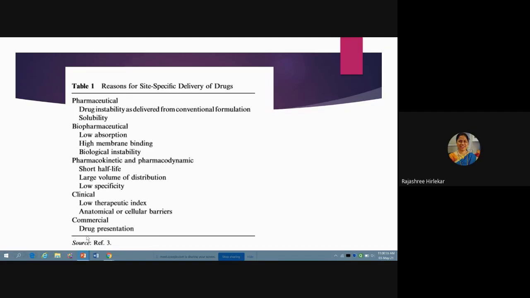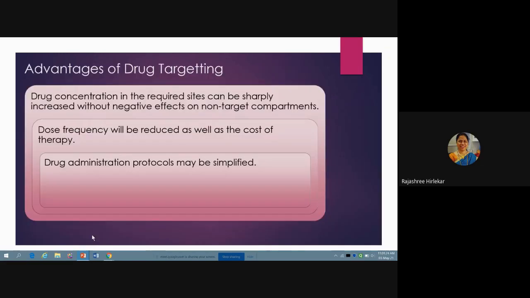The last is a commercial approach for the targeted delivery system. There are many drugs available in the conventional dosage form, and if you want to increase the life cycle of that particular drug in the market, the company can go for preparing some advanced drug delivery system of the same drug, and that can increase the life cycle of the drug in the market. So these are the reasons for the site specific delivery of the drug.